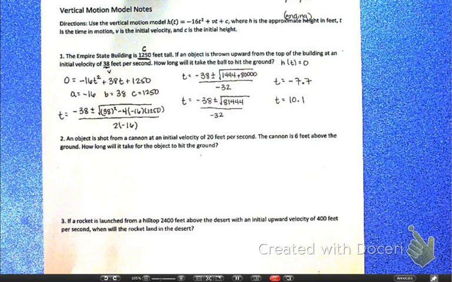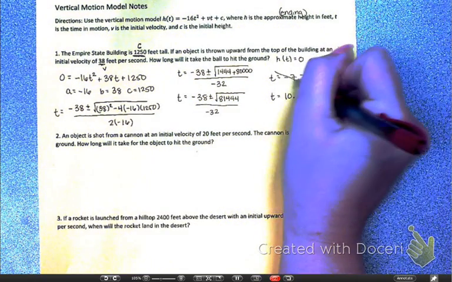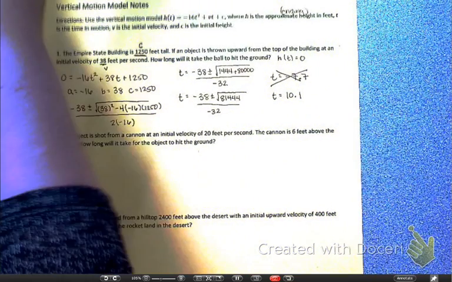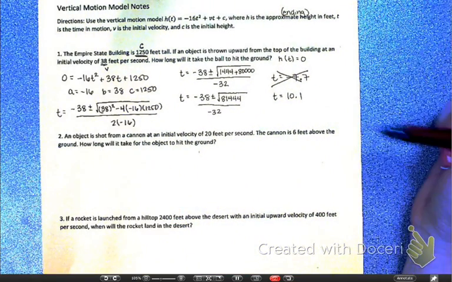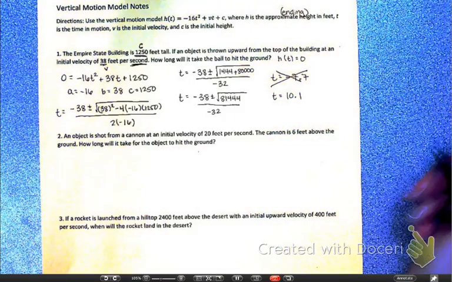Now, are we okay with both of those answers? No. Dalen, why are you not okay with an answer? You cannot have negative time. So this answer is not even a possibility. Because when you're holding the ball on the Empire State Building, the time is 0, right? You haven't done anything. Then you throw it, and with that velocity, it's going to hit the ground after 10.1, what do you think? Seconds, because your velocity is in feet per second.